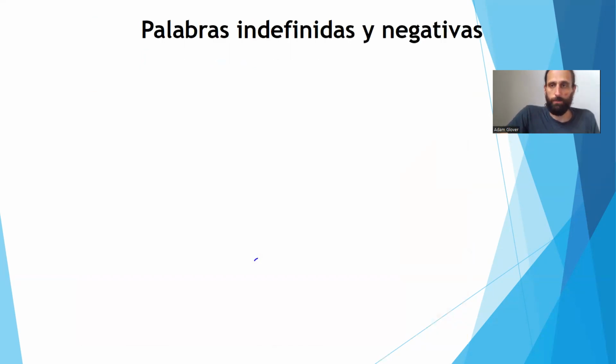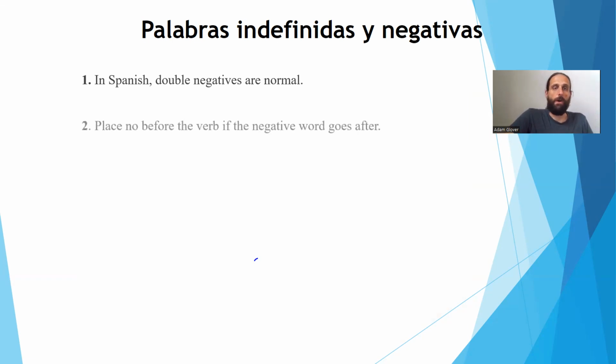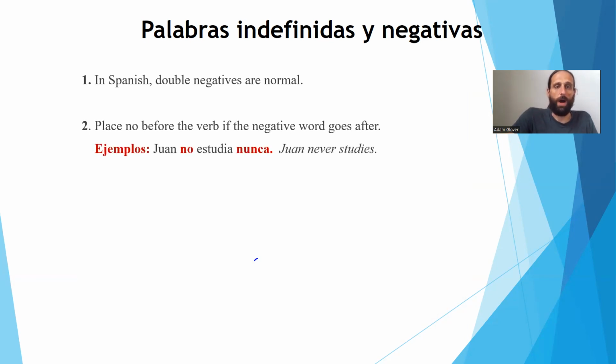Second thing I want to point out about negative words is that in Spanish, unlike in English, negative words very often take what we call the double negative, la negación doble. So for instance, in Spanish, we can say things like, Juan no estudia nunca. Juan never studies. In English, this would technically be, Juan doesn't never study.